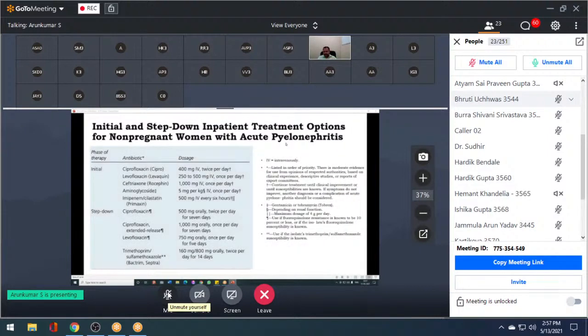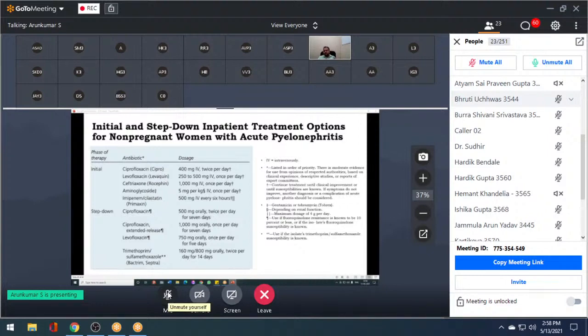If the patient is sick and requires hospitalization, then we can treat the patient with either quinolones, ceftriaxone, aminoglycosides, or with penems, imipenems. Either of these can be used. And we start with intravenous therapy. Once the patient responds to therapy, after 48 to 72 hours, if the patient has responded well, this can be shifted to an oral regimen. If the response is inadequate, the intravenous regimen can be continued for 7 to 14 days.